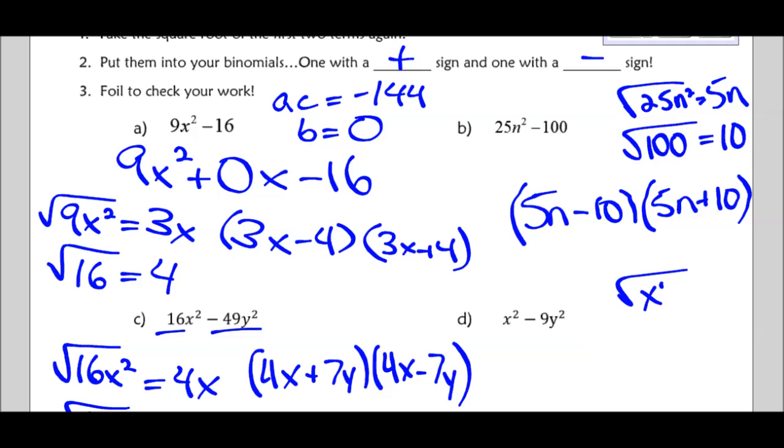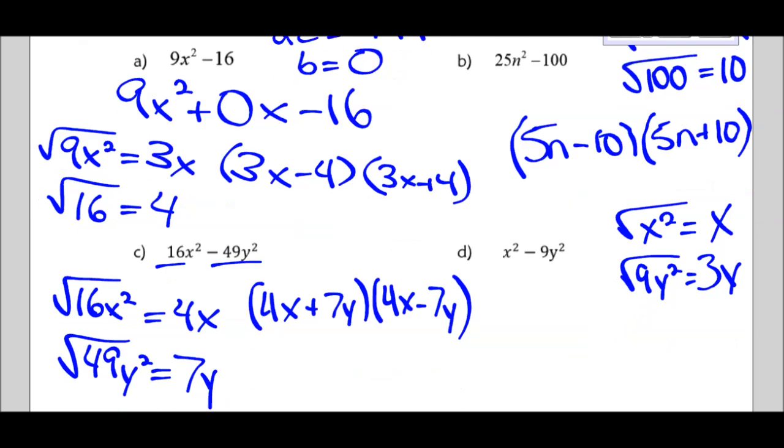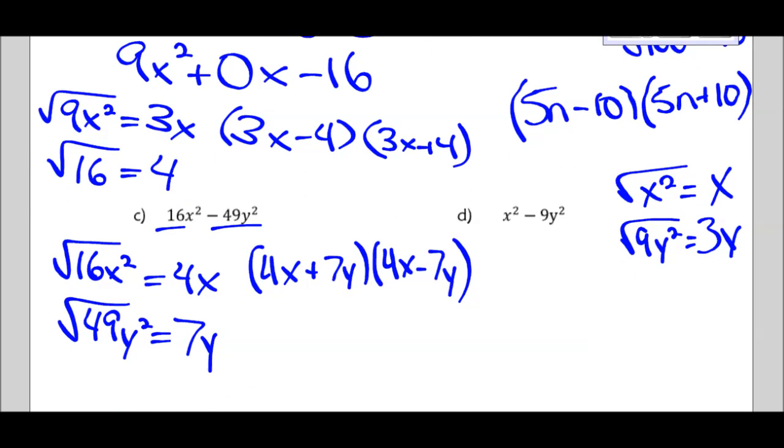What's the square root of x squared? x. And the square root of 9y squared? 3y. So it'd be x minus 3y and x plus 3y.